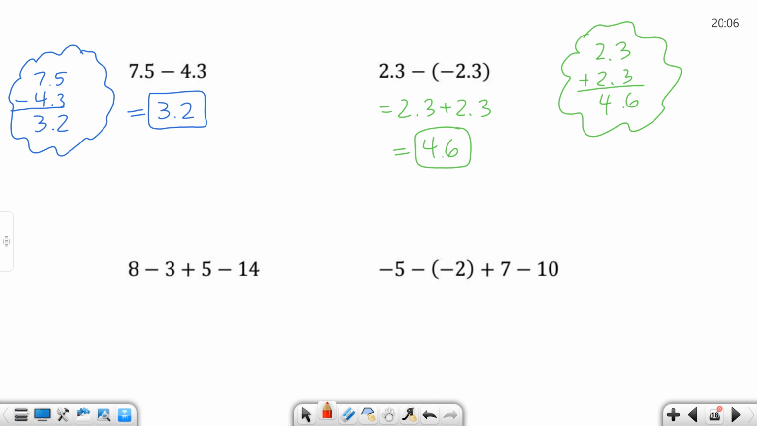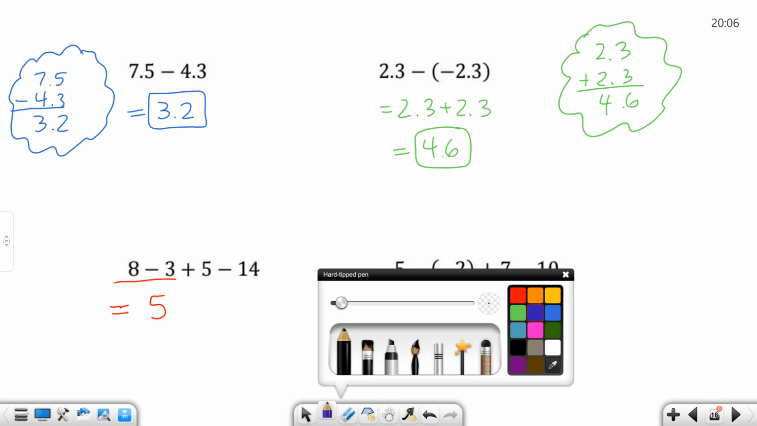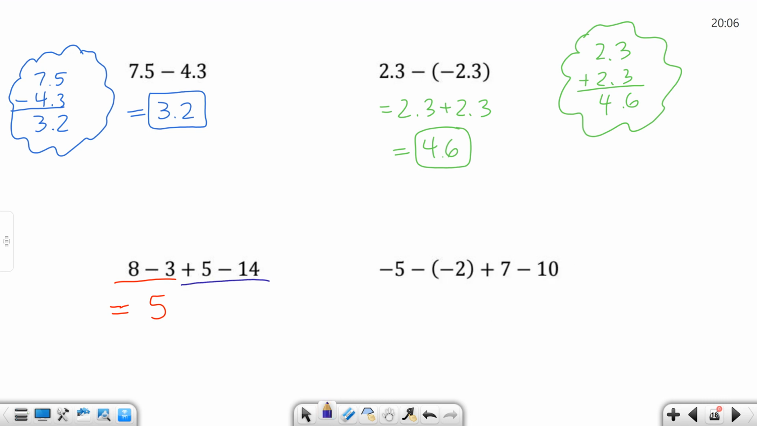Then we have 8 minus 3 plus 5 minus 14. So again, there's not two signs in here, so you're ready just to start simplifying. So I'm going to take 8 minus 3, and that's going to give me what? Well, I subtract. 8 minus 3 is 5, and 8's larger, so it's positive. Then I'm going to combine these two terms here, plus 5 minus 14. Again, I subtract. 14 minus 5 is 9.